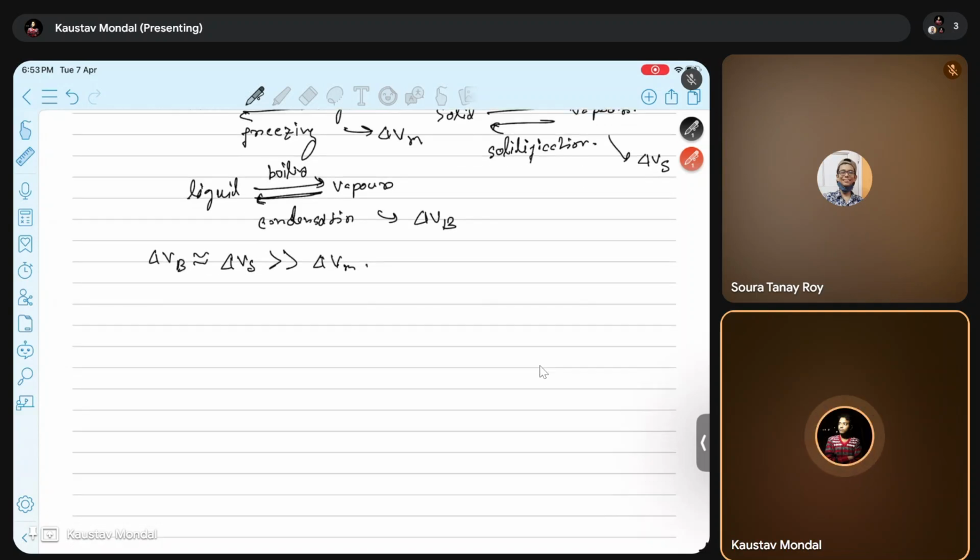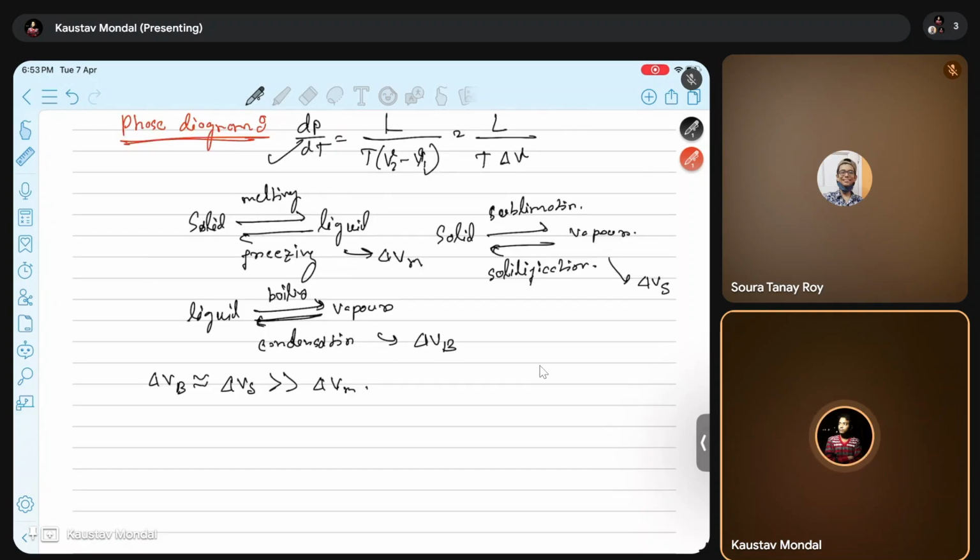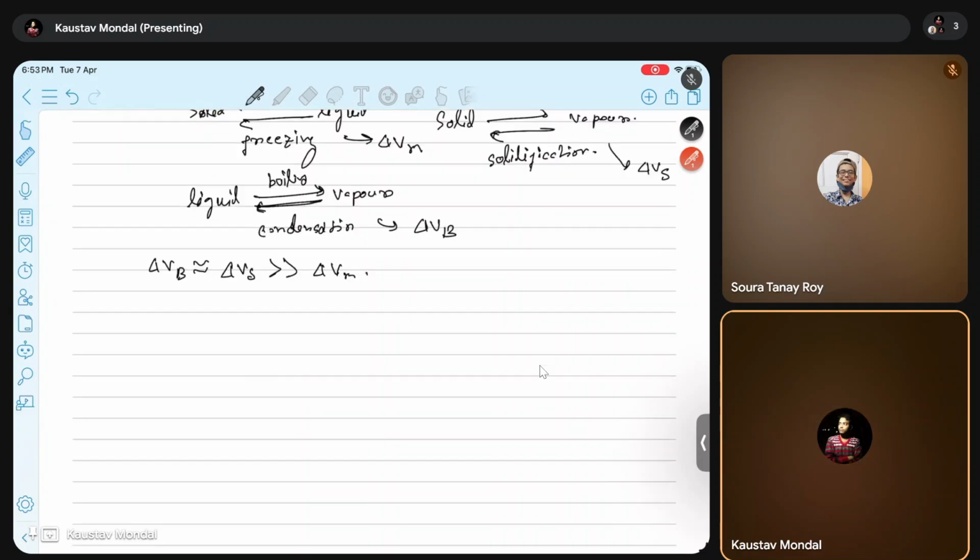So from this relation, Clapeyron's equation, you can see what that means for dP/dT at the melting point. For the melting point, since delta Vm is smaller, dP/dT will be much higher than dP/dT for the case of sublimation and for the case of boiling.